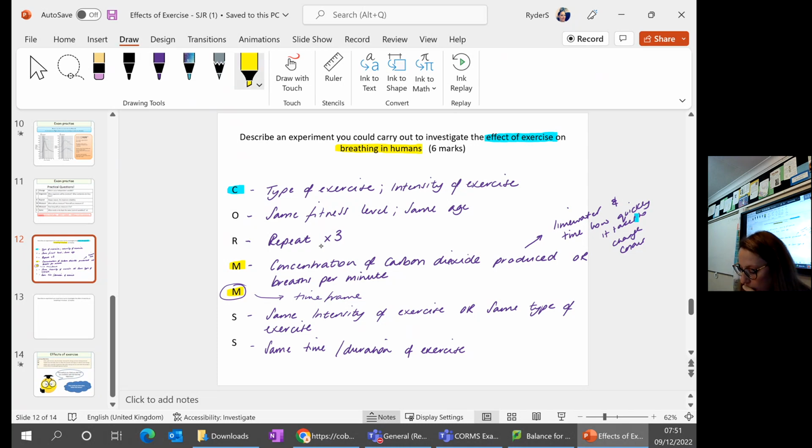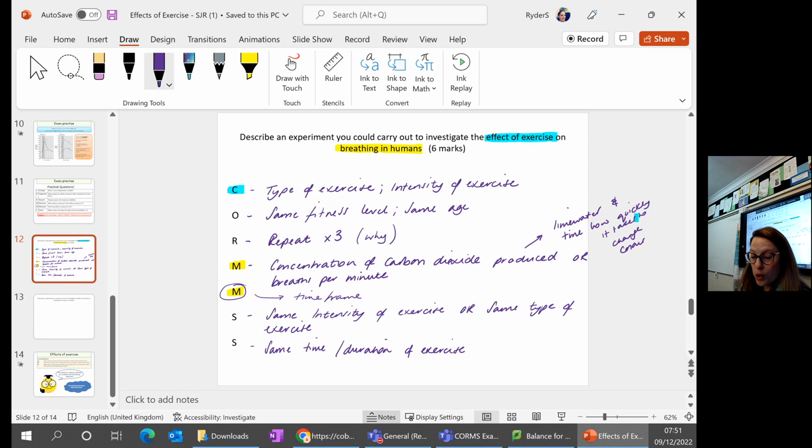Okay. The repeat one can come in many different ways. So for this one, you can just say, I'm going to repeat this experiment 3 times. As long as you tell me you're going to repeat it, so for accuracy. So you have to tell me a little bit why you're repeating it as well. I mean, that will be different depending on the practical.